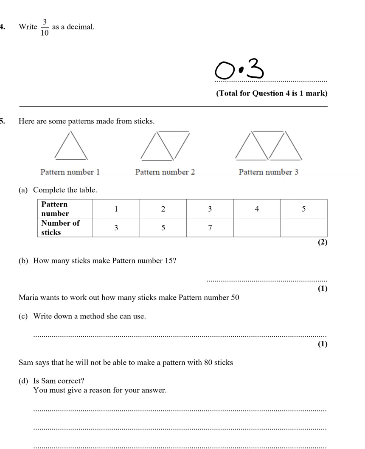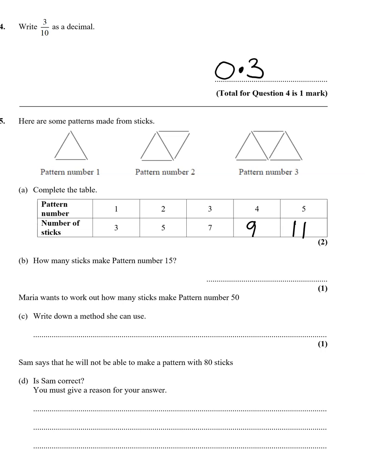Right, question 5. Here are some patterns made from sticks. So we've got 1 triangle, we've got 2. Complete the table. Well, 1 has 3, 2 has 5, so 1, 2, 3, 4, 5. We get to see a pattern, that's 7, so that's going to be 9 and 11. Right, how many sticks make pattern number 15?